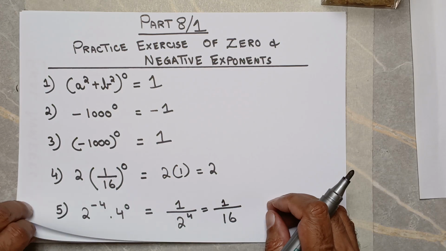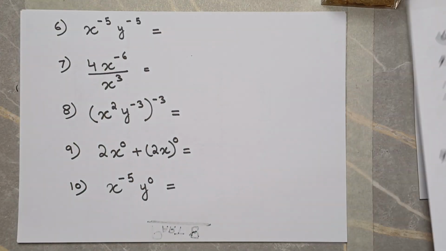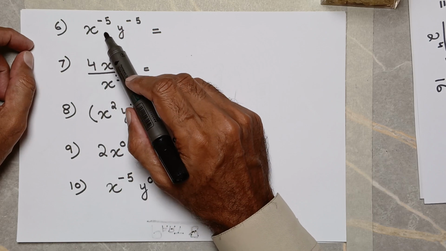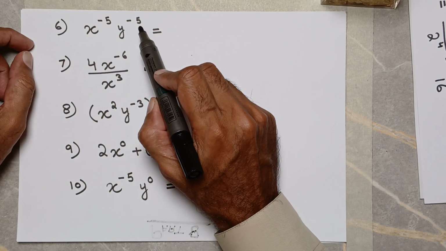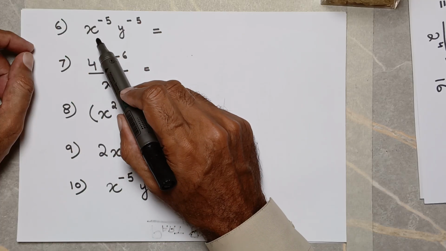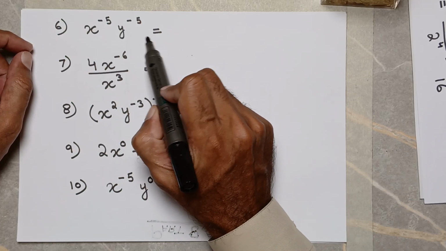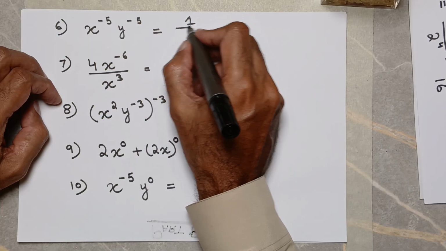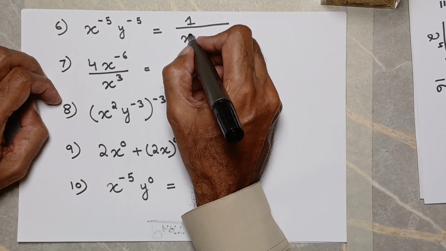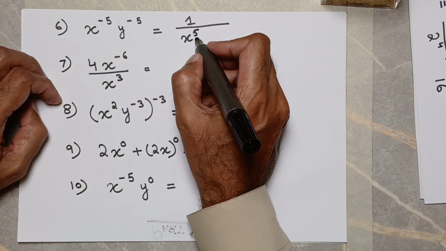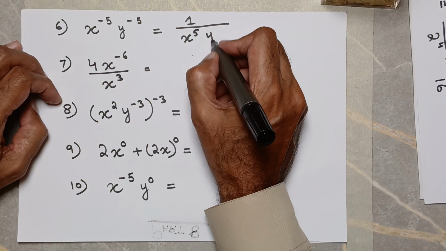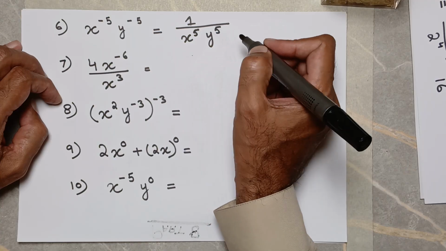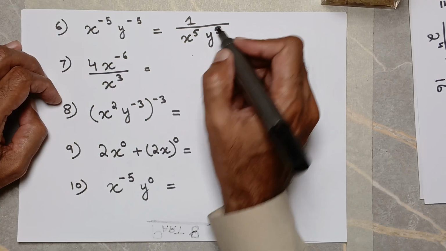Now let's move on to the second page of our exercise. Question number 6, x raised to the power minus 5 and y raised to the power minus 5. We will move both these variables toward the denominator side. Now 1 on the top, and x raised to the power 5, that becomes positive when going downwards, and y raised to the power minus 5 also becomes a positive 5 in the denominator.